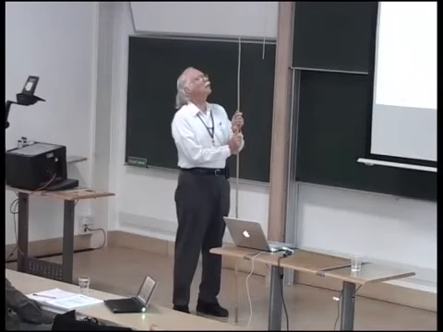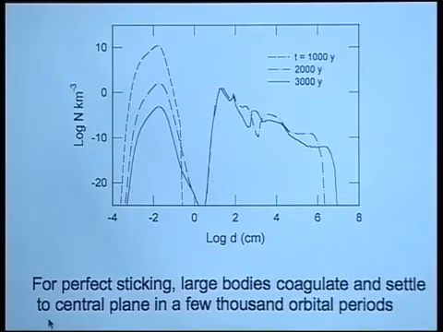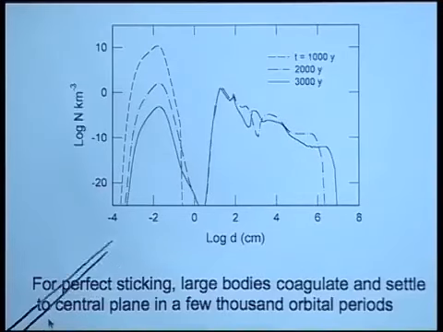If we start this model, and this is at 1 AU now, starting with micron-sized particles uniformly distributed through the gas up to 2 scale heights, and we assume perfect sticking, this is what would happen. This is the size distribution in the central plane, at z equals 0.